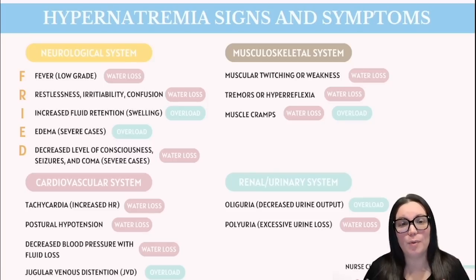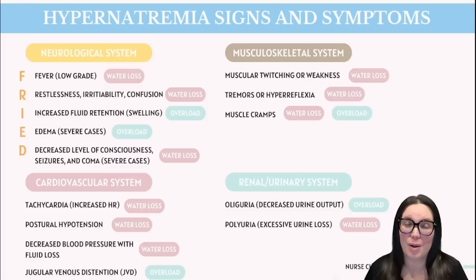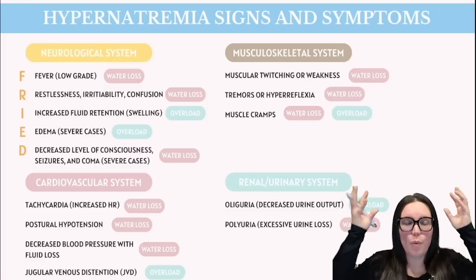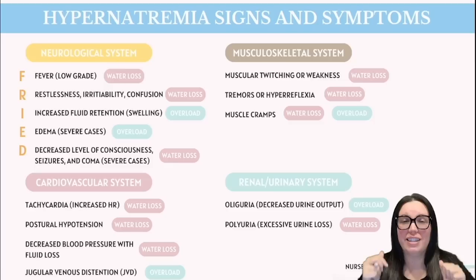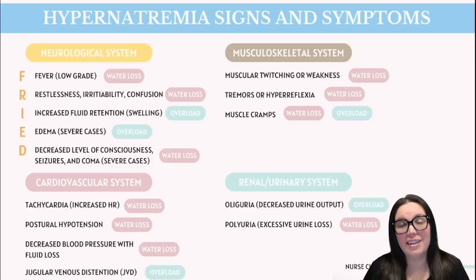So you'll see this more often in water loss when it comes to hypernatremia. Next up, we have restlessness and irritability. This is actually an early sign, and it's your brain's way of saying that you're running low on water. What's interesting is that when our brain cells shrink due to dehydration, it messes up our normal brain function, causing people to become a little bit more agitated.